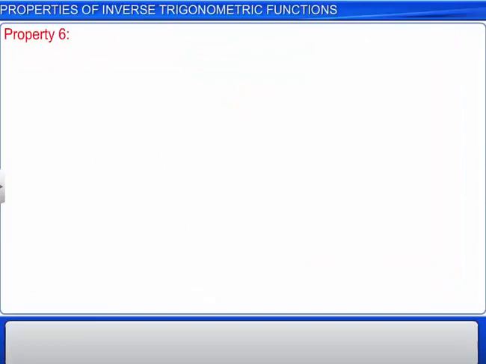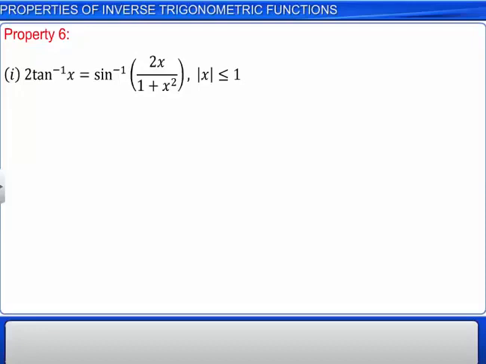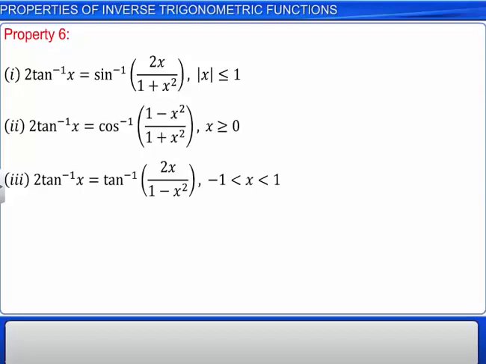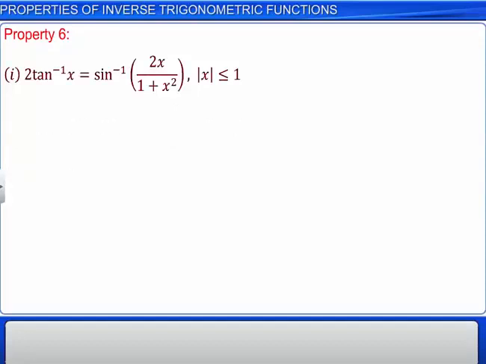The sixth property states that 2 tan inverse x is equal to sine inverse of 2x upon (1 plus x square). Also, 2 tan inverse x is equal to cos inverse of (1 minus x square) upon (1 plus x square), and 2 tan inverse x is equal to tan inverse of 2x upon (1 minus x square). Let's prove the first one.